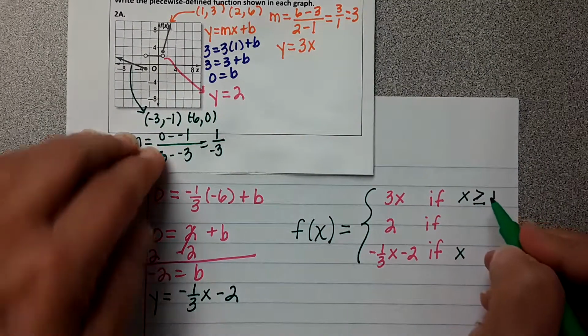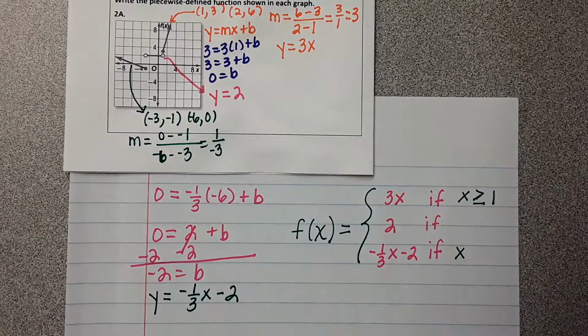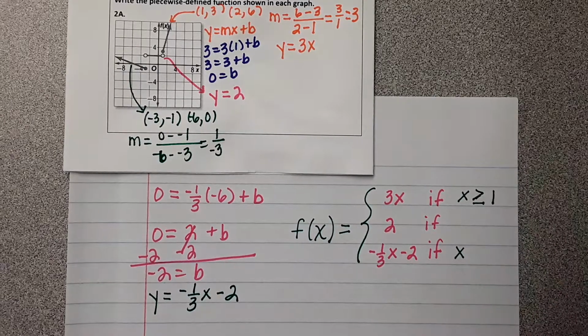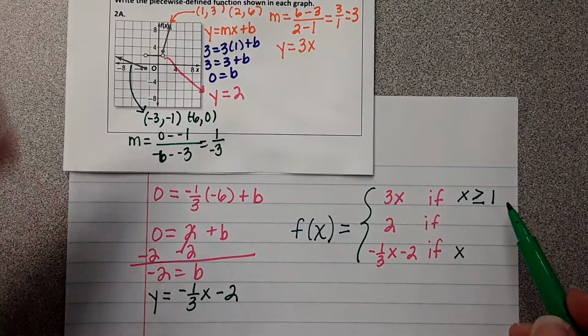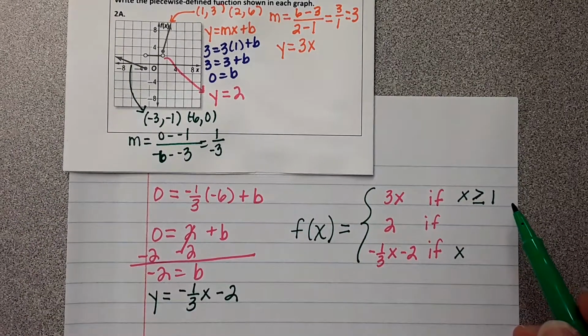So the first thing we did was find the equation of the line, and then we talked about where it starts. Basically, do we want those x values to be greater or less than that starting point?